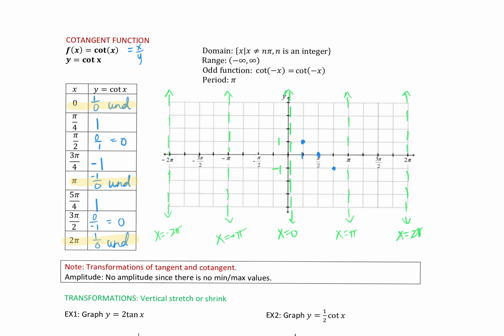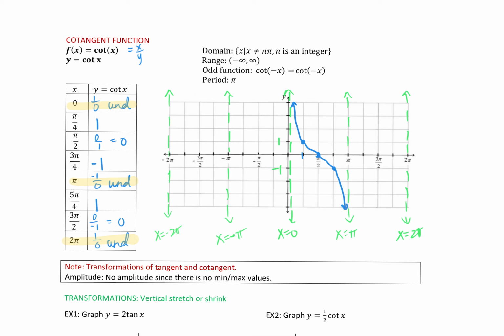And cotangent has to follow its asymptote. So it's going to do the opposite of tangent. It's going to go high to low instead of low to high. But it still has the same 3 points, this 1, 0, negative 1, same as tangent. And then the 2 asymptotes.